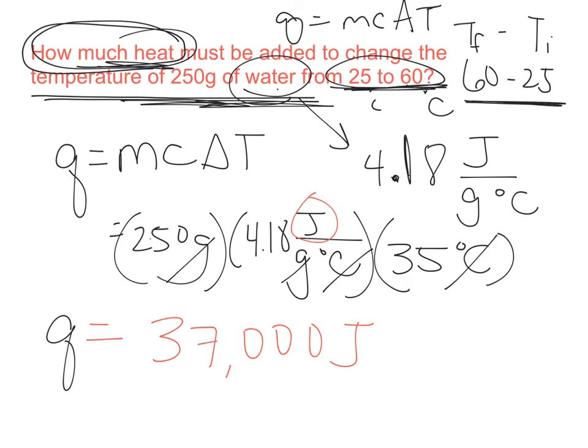Now, since this came out positive, which is good because we're heating water, so it should be endothermic. That's good. If it had been negative and we were heating water, we would have done something wrong. So when it says how much heat is added, you should get a positive answer. If it says how much heat is released, you should get a negative answer.